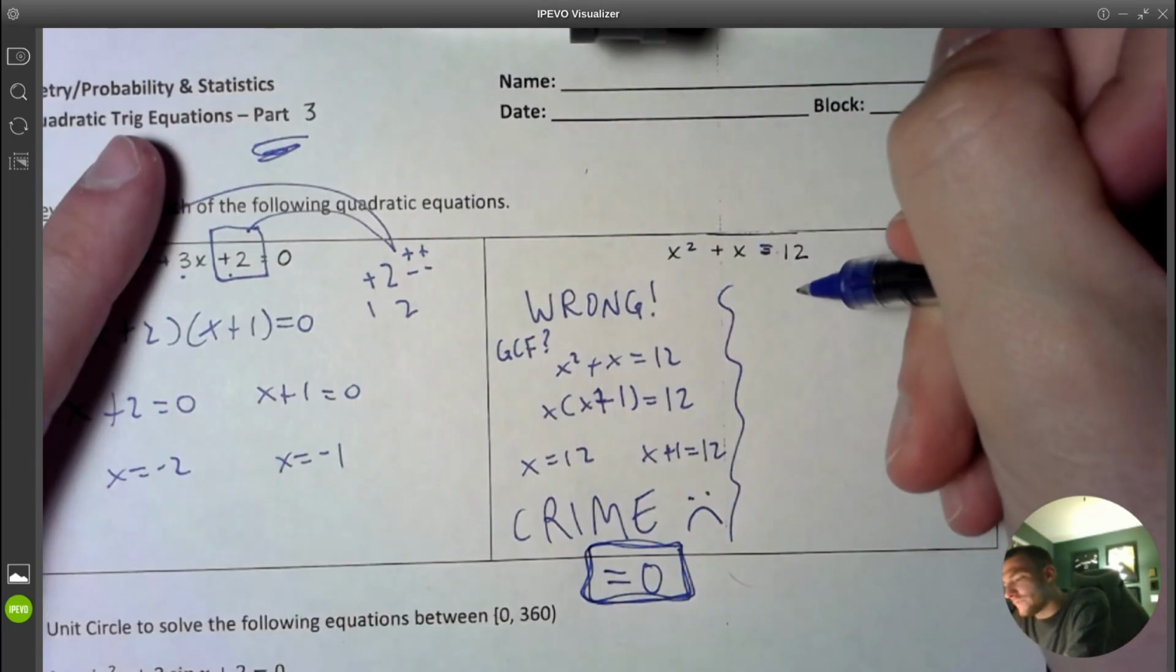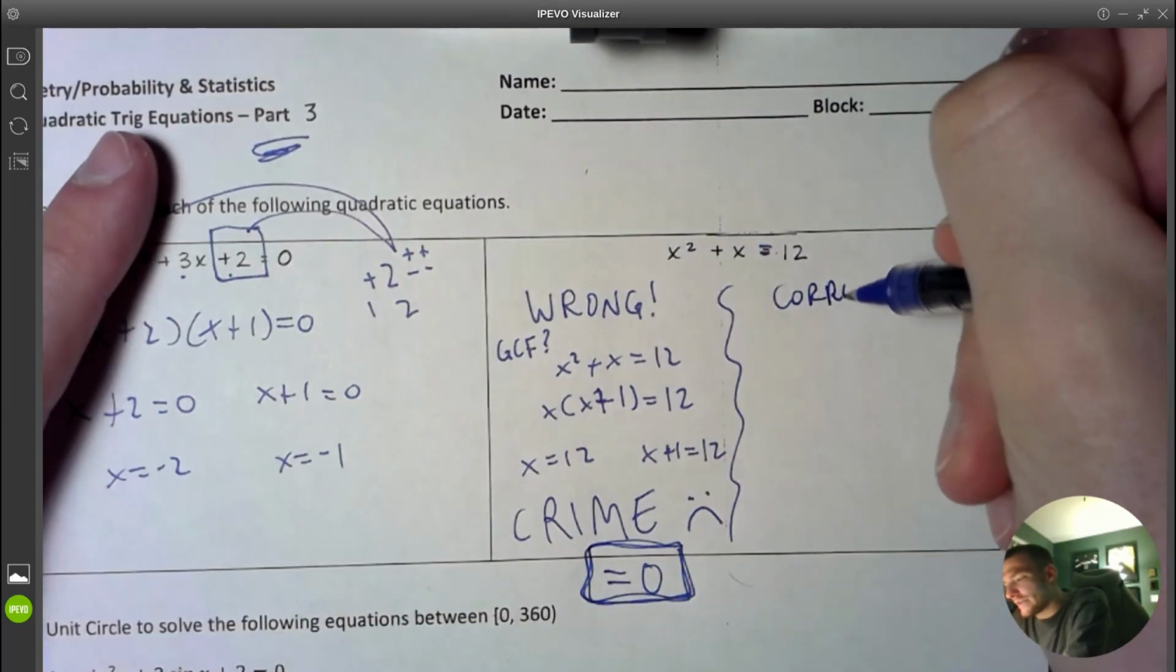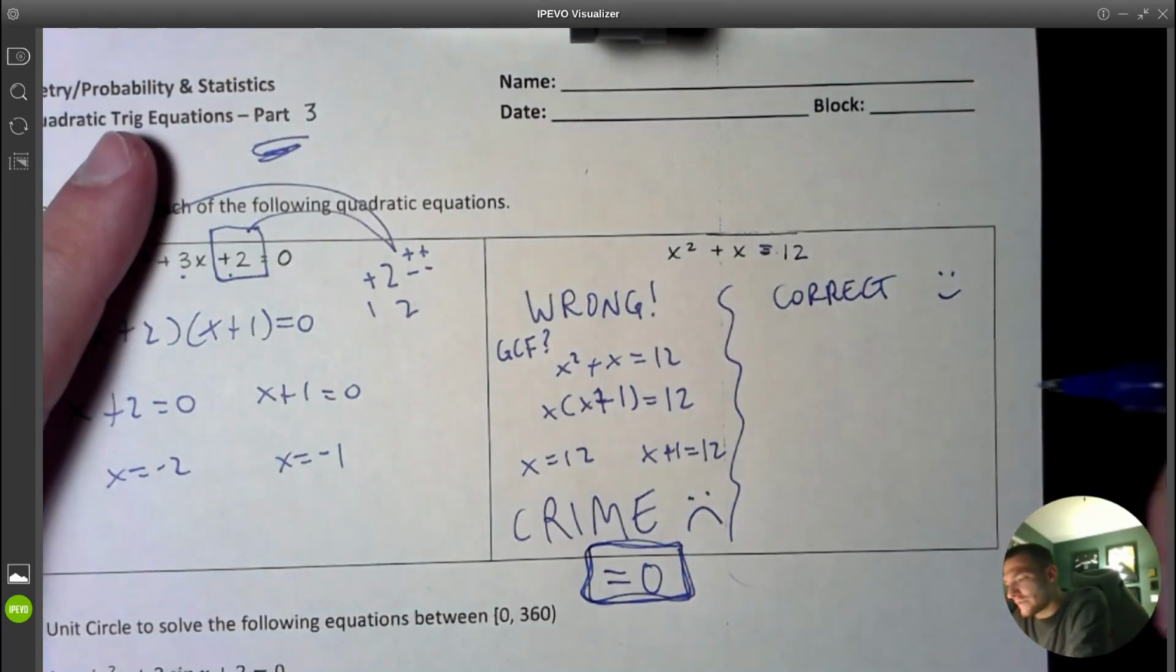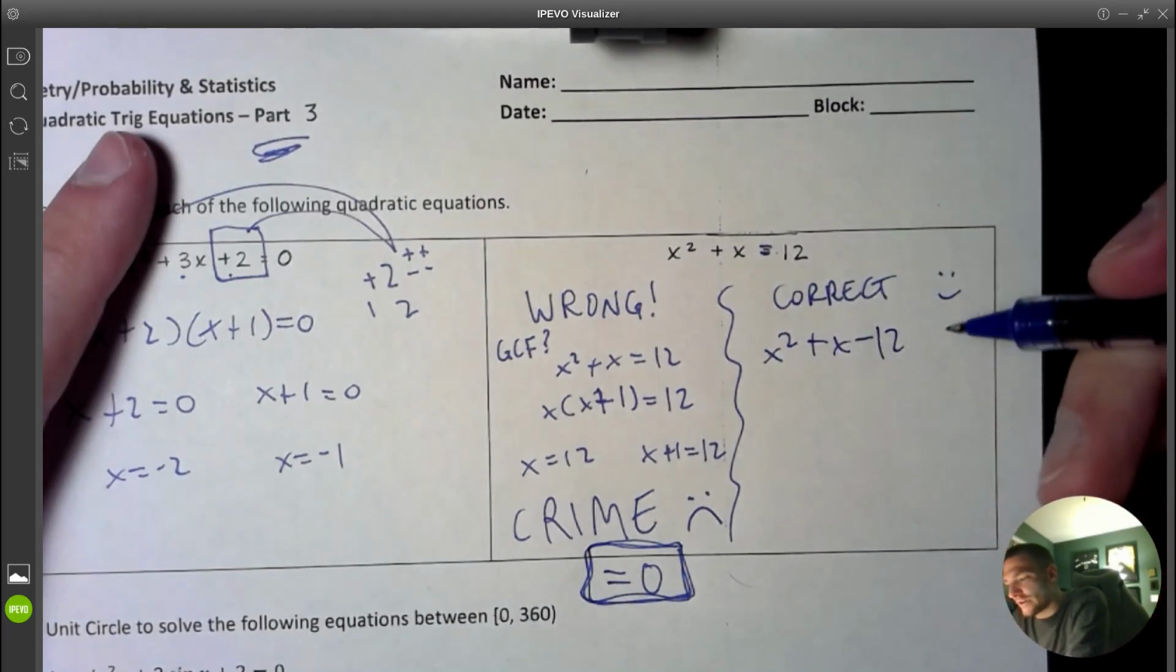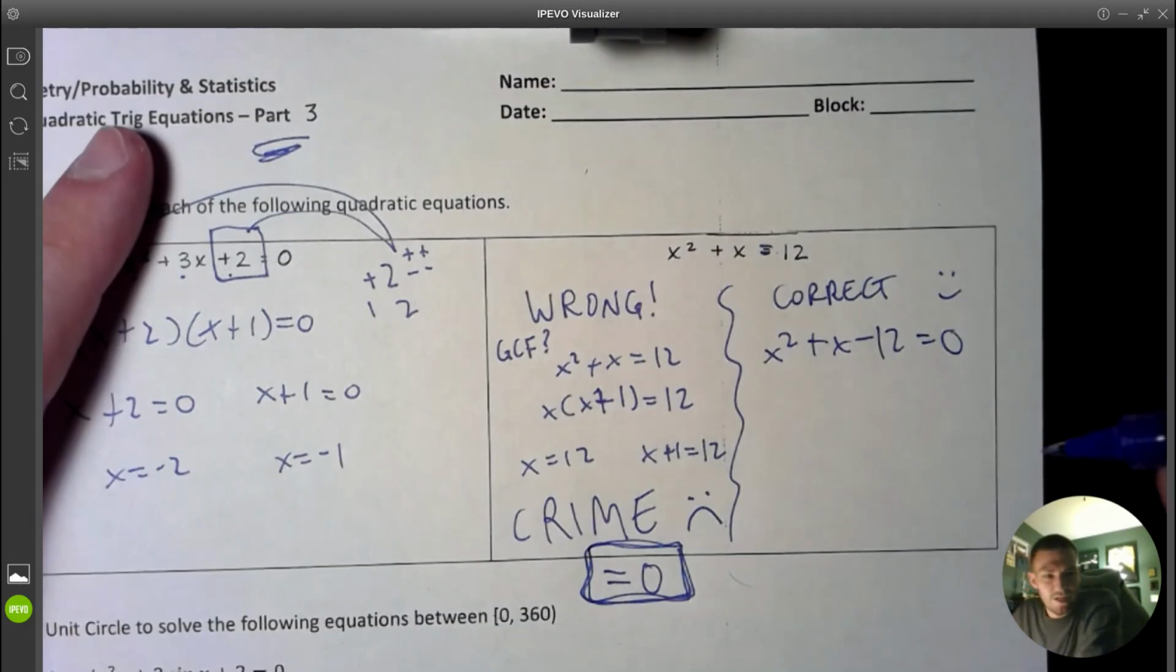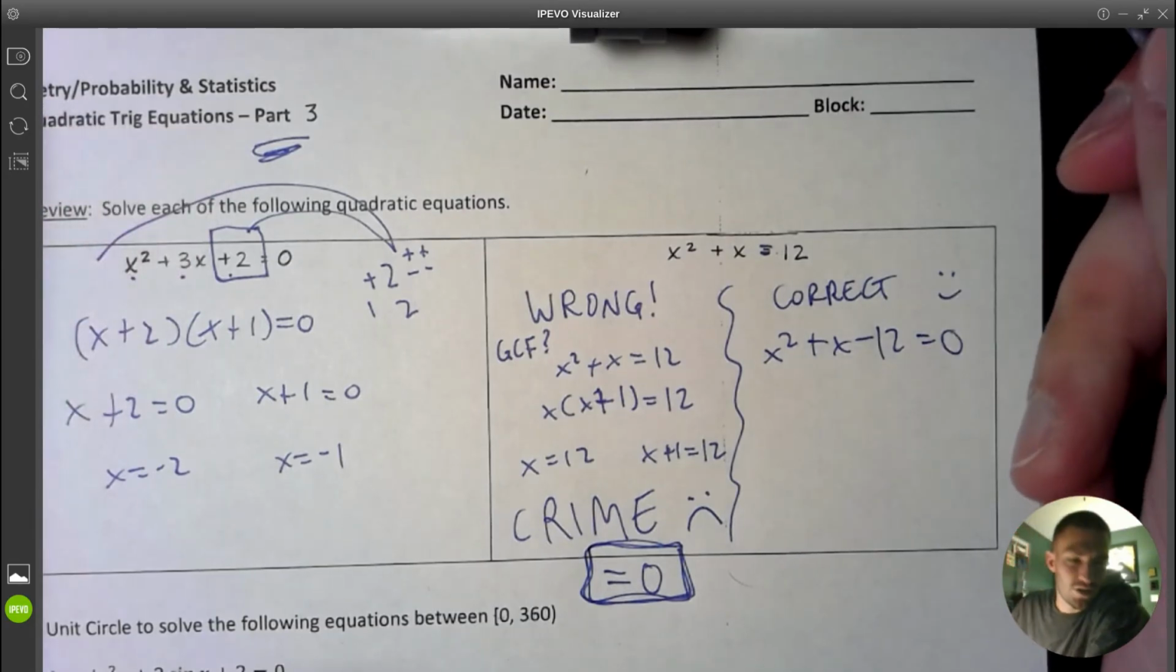So, the correct way is to subtract that x squared over there. Sorry, subtract. I'm trying to write and talk. Don't look at the time. It's pretty late.